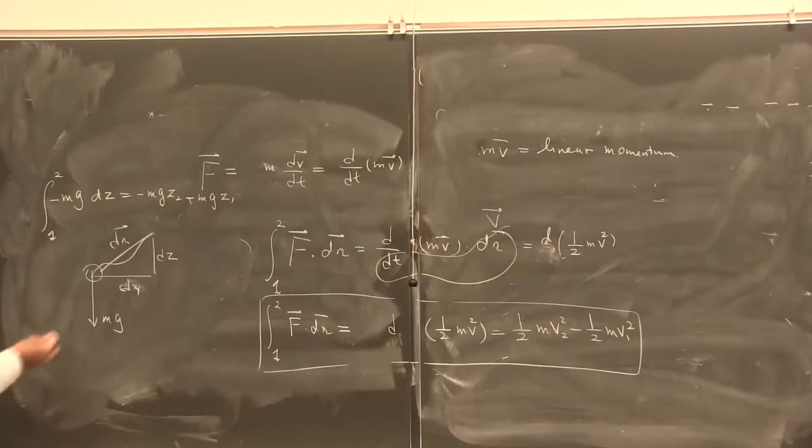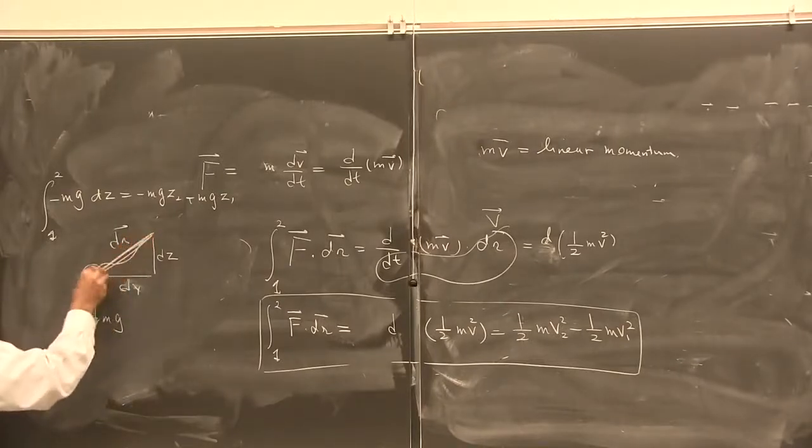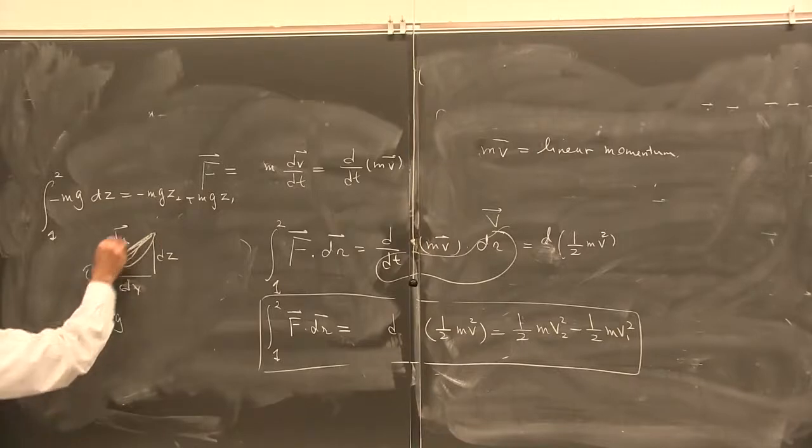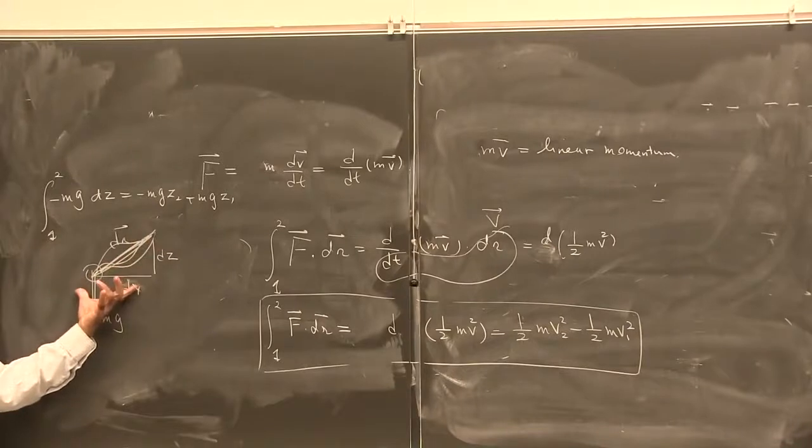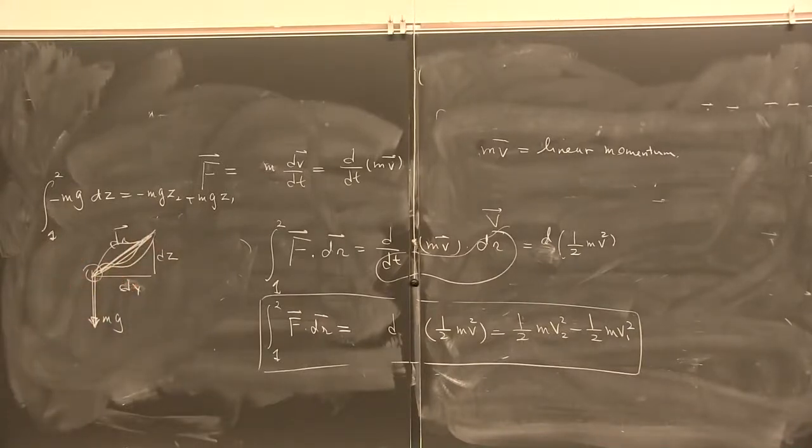The gravity does not depend on the path, because your dr doesn't matter how you get to the dr. dr has components dz and dx, and F dot dr becomes basically the final location.